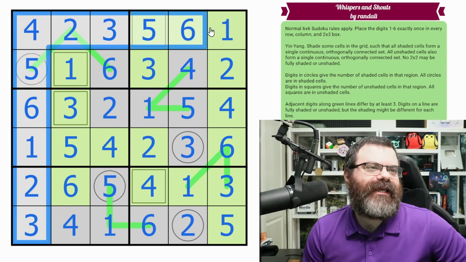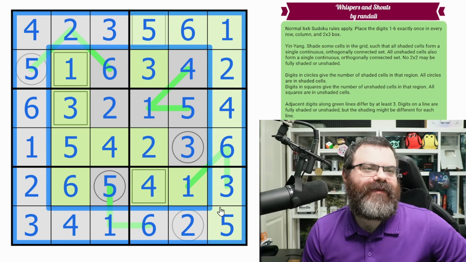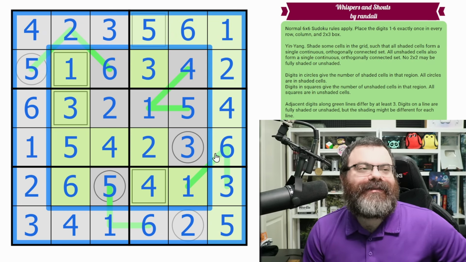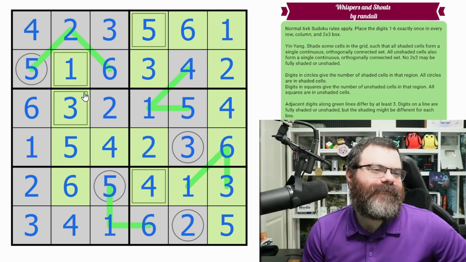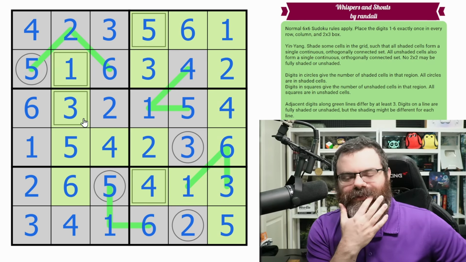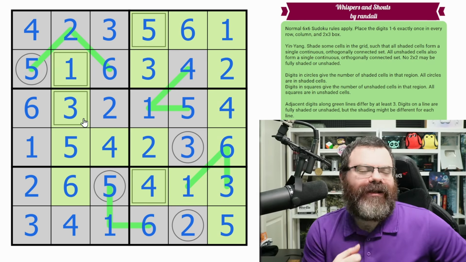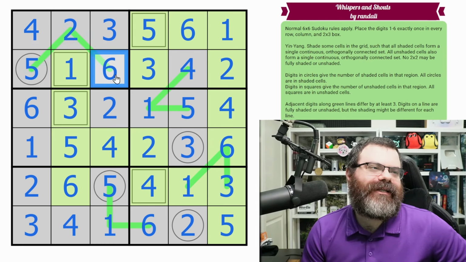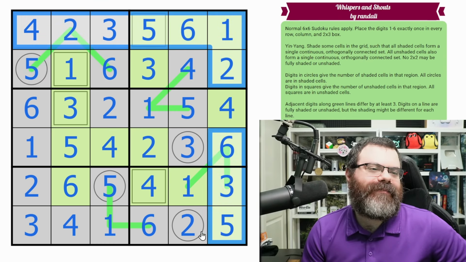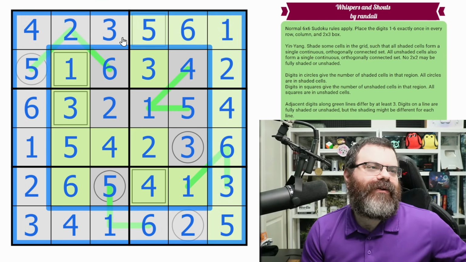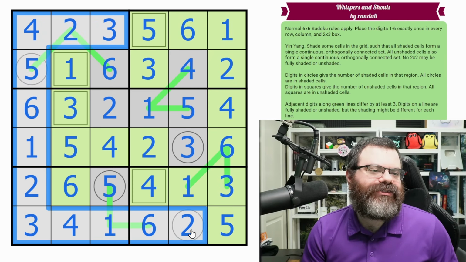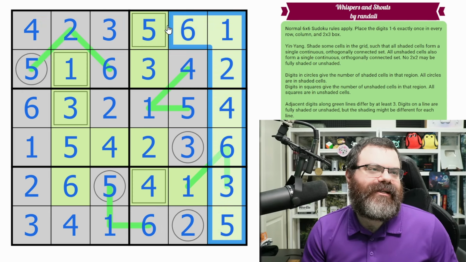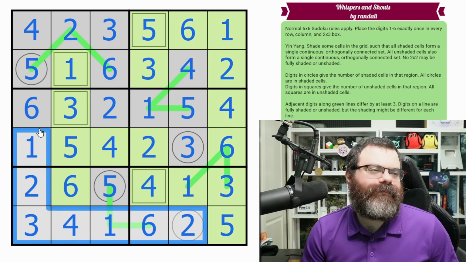You know what? I never explained the fifth hidden rule of Yin Yang. There's 3 rules. Shadeds are fully connected. Unshadeds are fully connected. No 2x2s. The fourth rule, which is hidden, is no checkerboard. The fifth rule is about the border. Notice how we have a continuous set of shadeds and then a continuous set of unshadeds. That is always going to be true in Yin Yang.